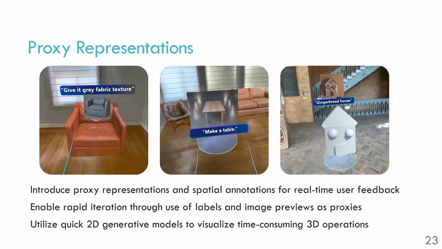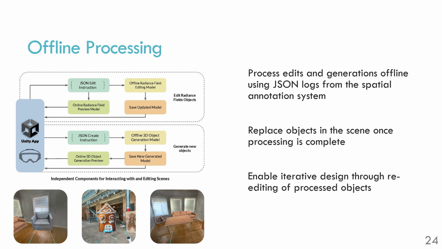Dreamcrafter contributes the use of proxy representations and spatial annotations for providing real-time feedback to users to allow for rapid iteration. These proxies include label and image previews where 2D generative models are used to visualize time-consuming 3D operations. After the user edits the scene, using the JSON file logged by the spatial annotation system, Dreamcrafter processes the edits and generations offline after the user finishes editing in VR. Once processed, objects are replaced in the scene, allowing users to re-edit them, enabling an iterative design process.